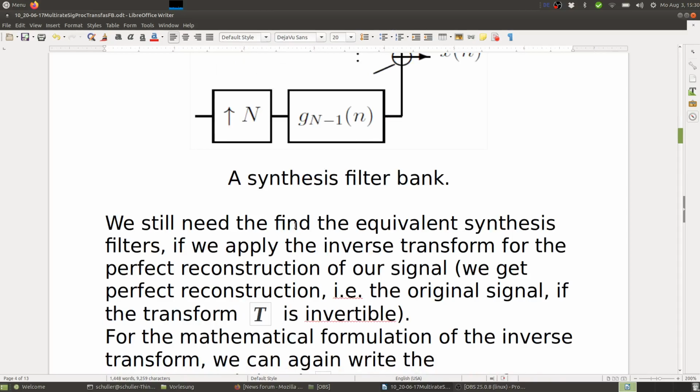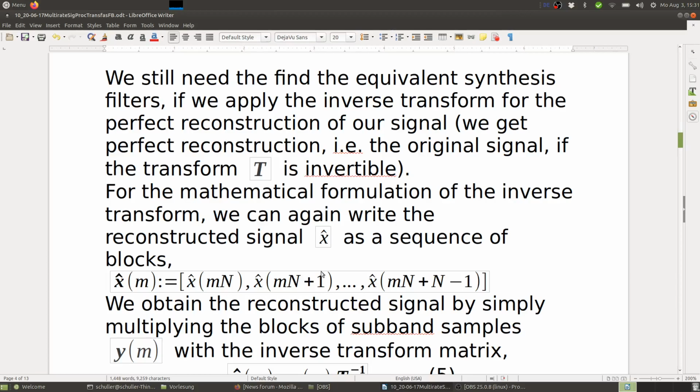So we still need to find the equivalent synthesis filters if we apply the inverse transform, the inverse DFT, for perfect reconstruction of our signal. We get perfect reconstruction, for instance, the original signal if the transform T is invertible, which for the DFT is the case.